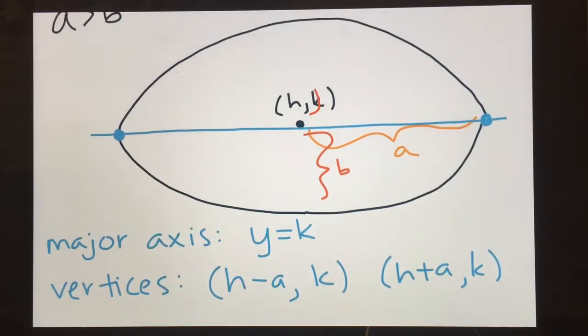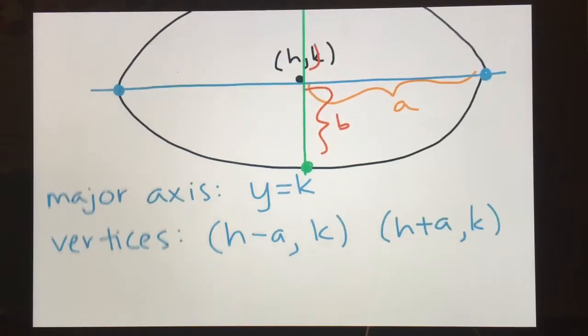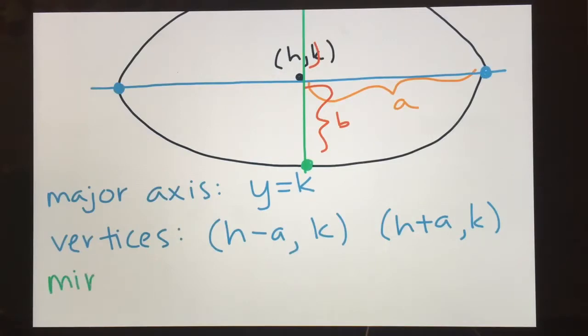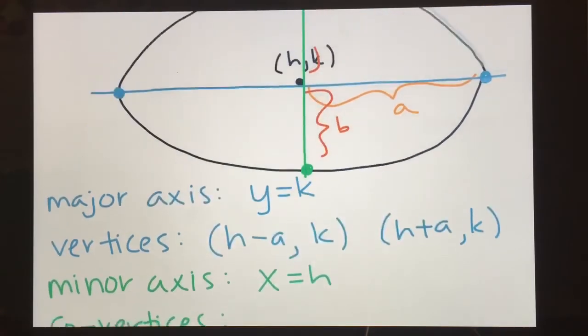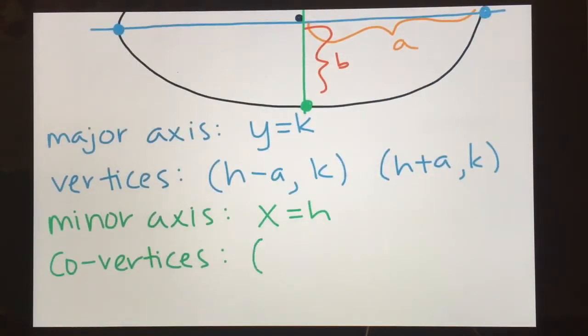I also have this line that cuts through the center right here and crosses at these co-vertices. So the minor axis is what it's called. It is a vertical line, so the equation is going to be x equals h because it goes through the center at h. And then to write the co-vertices, I'm just going to take the center h, k, and it moved up and down a length of b. So it's going to be h, k minus b, and h, k plus b.